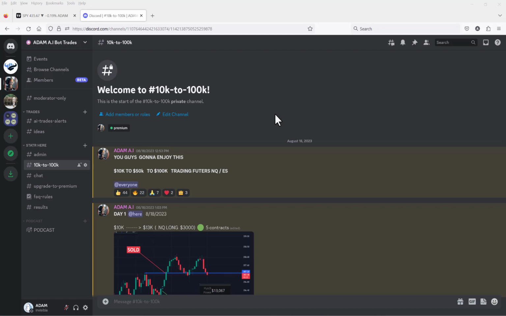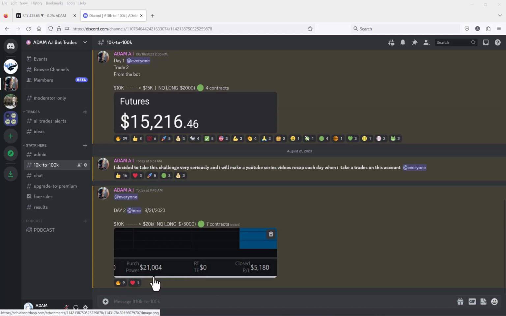Every time I use this account. It has been actually 2 days since I started this account, and the account is up 100%. I started this account at $10,000. The account is currently at 21 and more, because I took a scalp trade after I bought this.